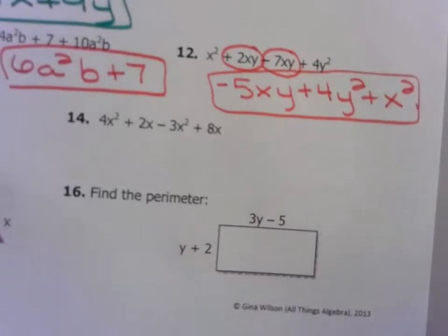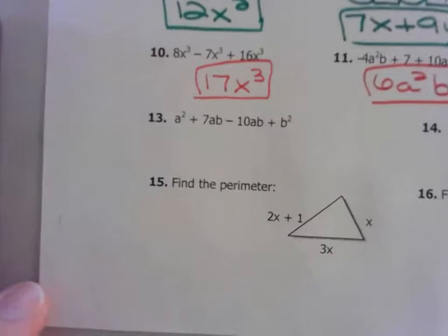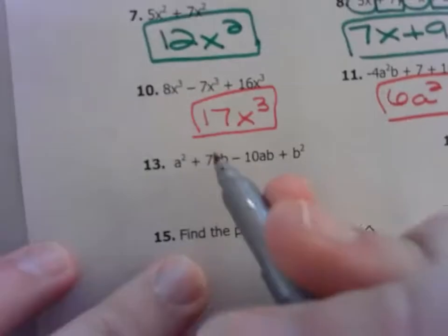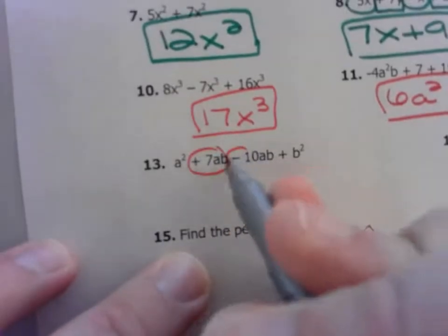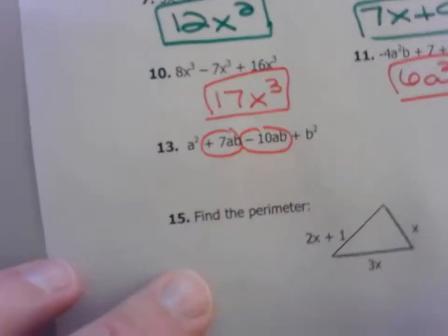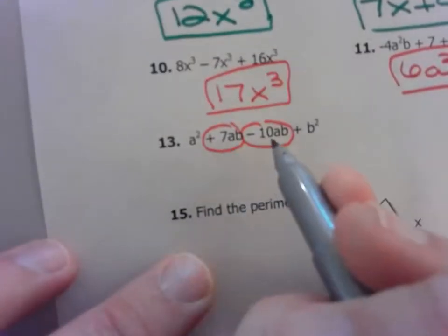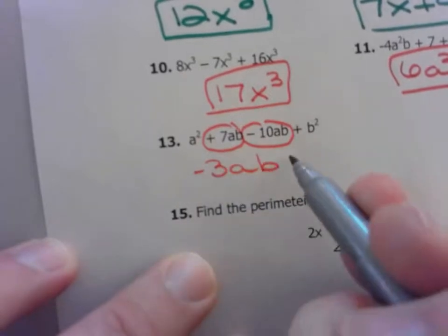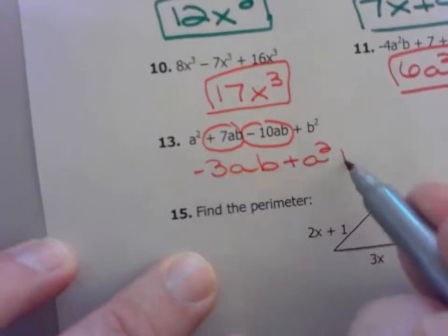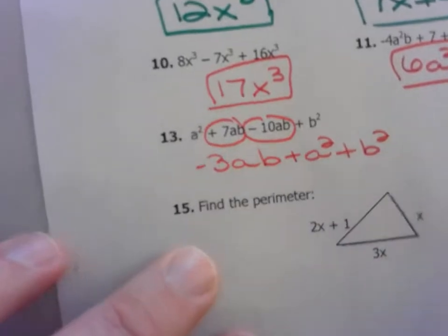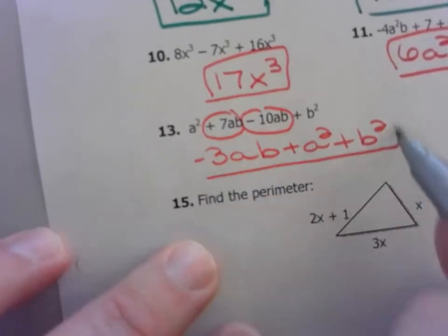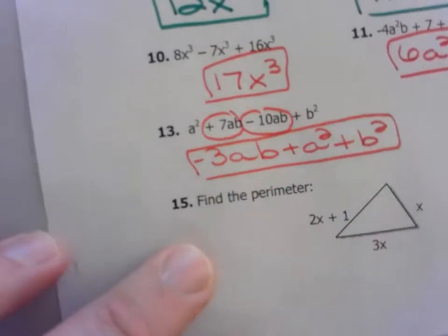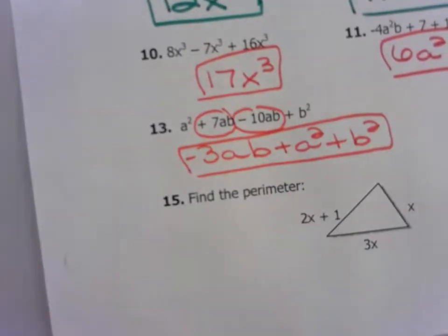Okay. 13. If I look at 13, AB. 7AB minus 10AB. 7 minus 10 is negative 3. Negative 3AB. Plus b squared. The order you put it doesn't really matter. I'm not going to be super picky right now about what order you put it. Constants usually go at the end, but I don't have any in that case.